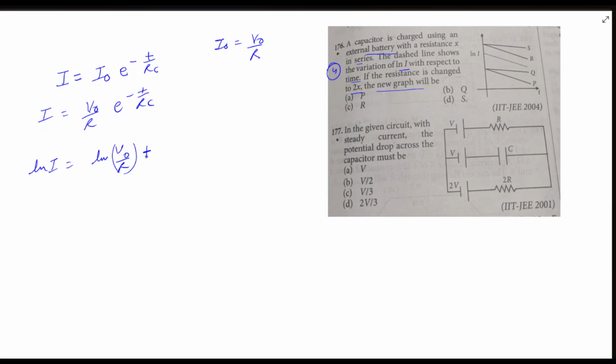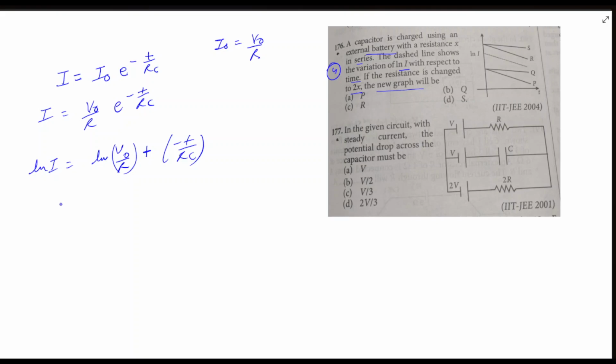Okay. So we know how the current will vary. So current will vary as I naught e to the power minus t by RC. And I naught we know is V naught by R. So let's put all those values here. It will be V naught by R e to the power minus t by RC. And if you take natural log both sides, we'll get ln of V naught by R, right? Plus minus t by RC. Right?